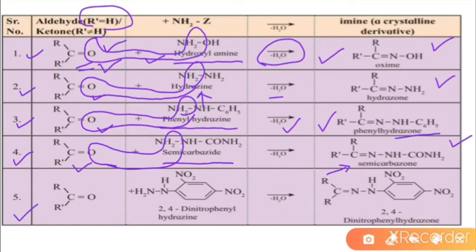Next reaction, aldehyde or ketone when treated with 2,4-dinitrophenylhydrazine. This is positions 1, 2, 3, 4, 2,4-dinitrophenyl. This is phenylhydrazine. By loss of water molecule, corresponding aldehyde or ketone dinitrophenylhydrazone is obtained.